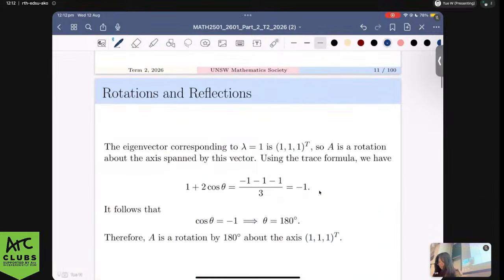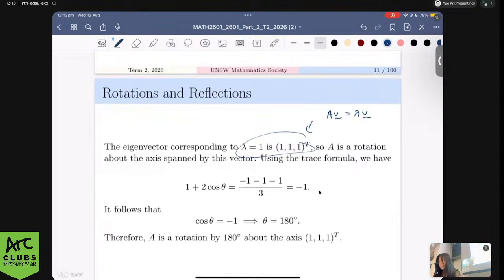Okay, so this is kind of the trick I talked about from before, right? If you consider some vector (1, 1, 1) and you sub it into Av equals lambda v, you should be able to get that lambda is equal to 1. So you can directly say that the axis is just (1, 1, 1), right?